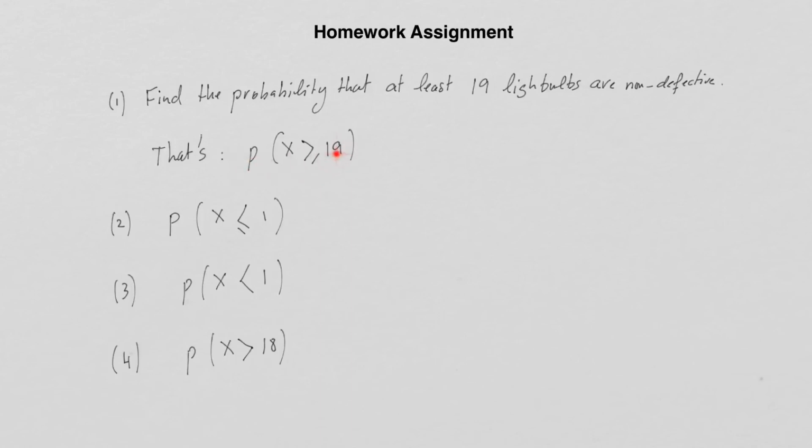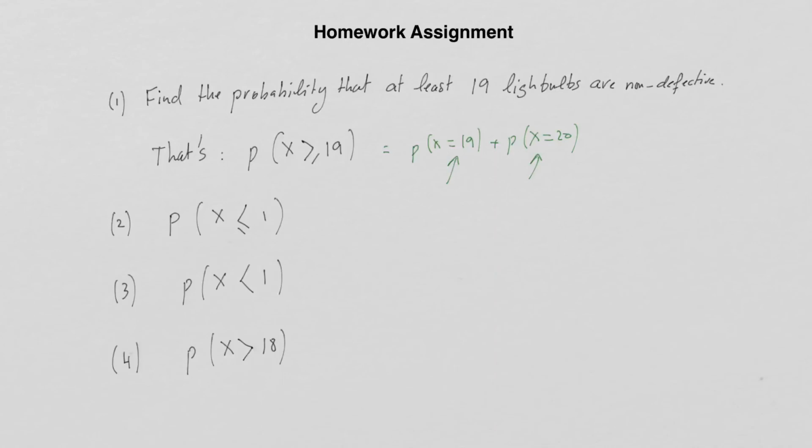So by hand, what does that mean? Greater or equal to 19. That means this. You just have to do 19 plus 20, that's all. I'm only asking for 19 and 20. So you could do them by hand. You can also use the calculator. But the calculator is tricky.